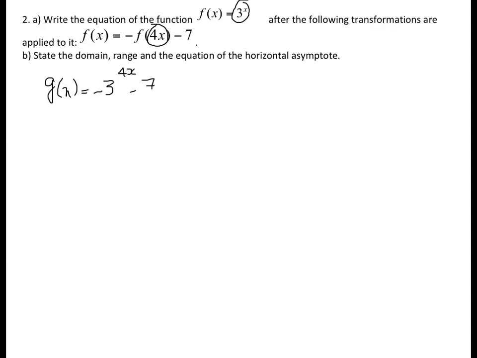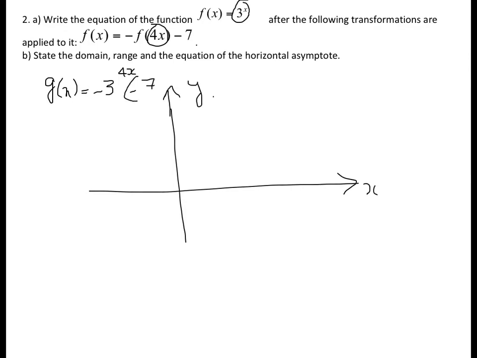Now, to find the domain, range and horizontal asymptote, the best way is just to plot the graph roughly. So I'm going to plot this graph. Again, I told you, when you have a constant like this one, this is going to be your asymptote. So this means that y equals negative 7 is going to be your asymptote, something like this. The only question you have is whether the graph goes over or below this line, which is not hard. What you can do is let x go to plus infinity.